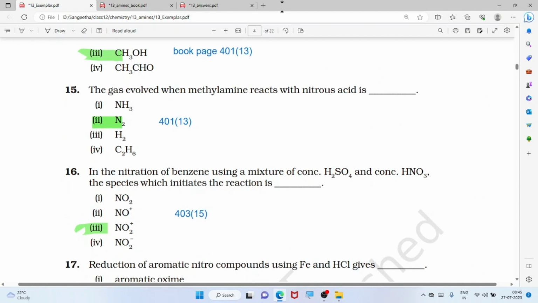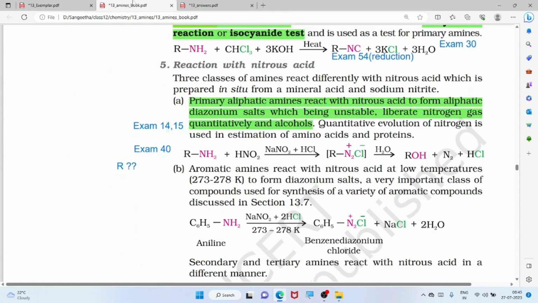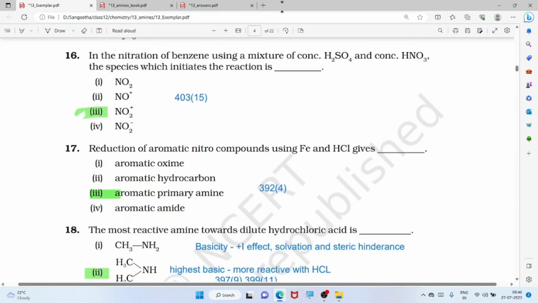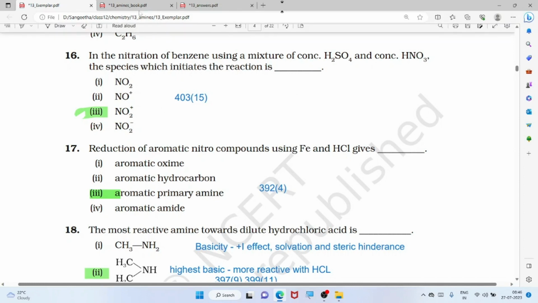The gas evolved when methylamine reacts with nitrous acid is this, N2. So we have N2 gas released in this reaction. The nitration of benzene using a mixture of concentrated sulfuric acid and nitric acid. The species which initiates this reaction is the nitronium ion. Question 15.